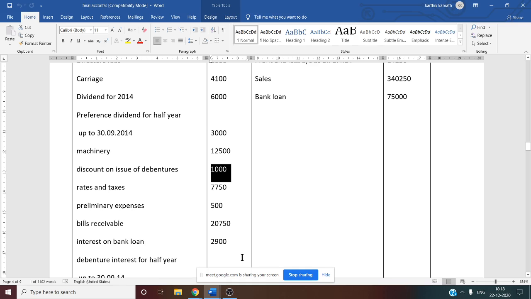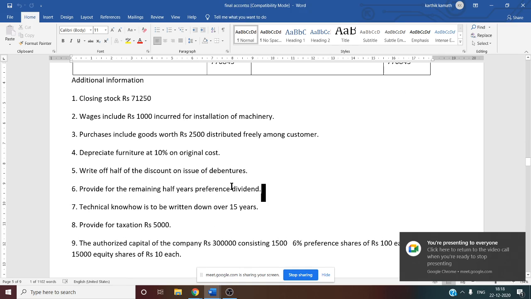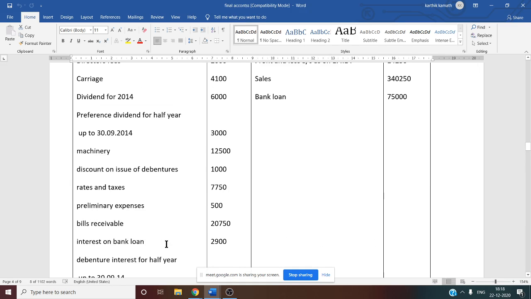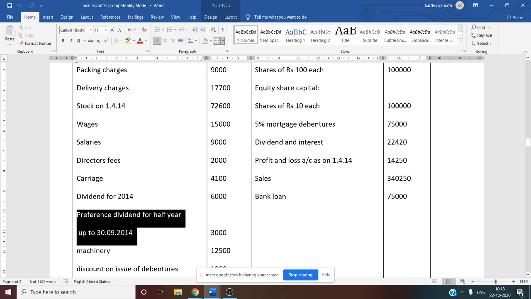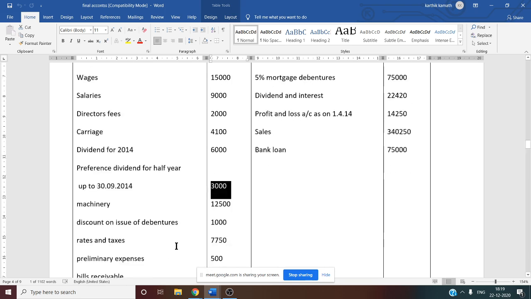Then next adjustment, if you see, provide for remaining half year's preference dividend. So remaining half year's preference dividend means first preference dividend information we have to find out in the trial balance. See this preference dividend for half year up to 31/3/2014, that is 3000. So 3000 for April to September. Financial year starts from April. So April to September, 6 months, 3000. Remaining 6 months not paid, that is from October to March. October to March not paid. So first 6 months 3000 means of course for the next 6 months is also 3000. So 3000 you have to consider.